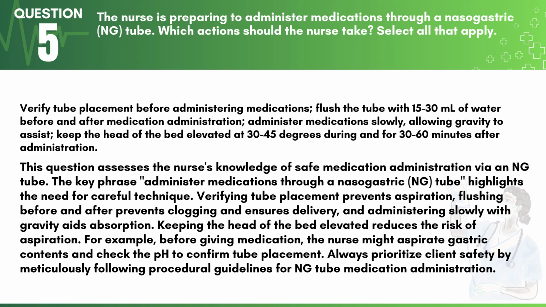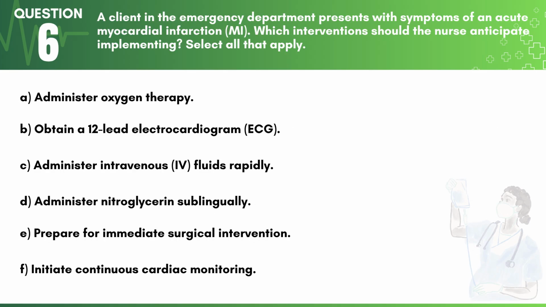medication administration. Question 6. A client in the emergency department presents with symptoms of an acute myocardial infarction, MI. Which interventions should the nurse anticipate implementing? Select all that apply. A. Administer oxygen therapy. B. Obtain a 12-lead electrocardiogram, ECG.